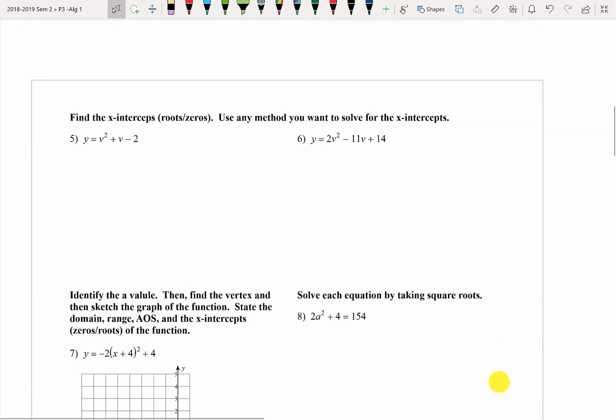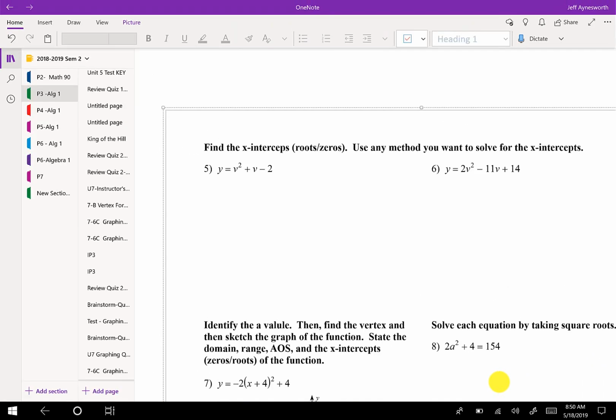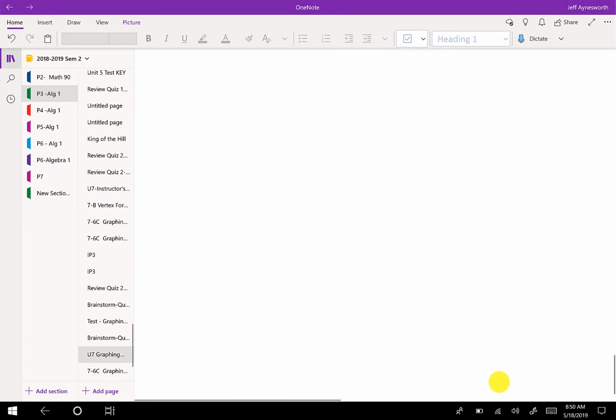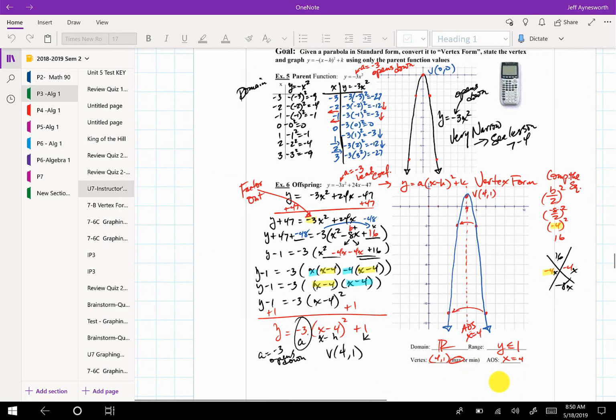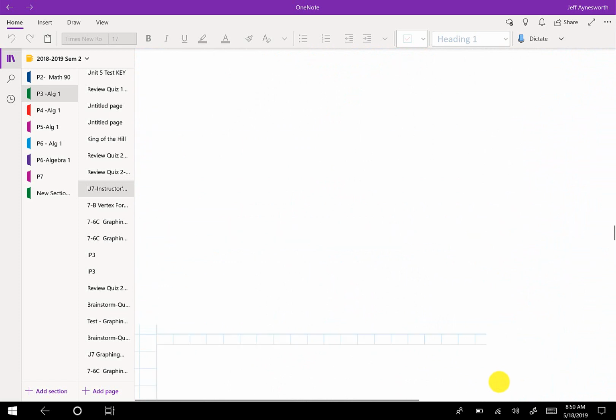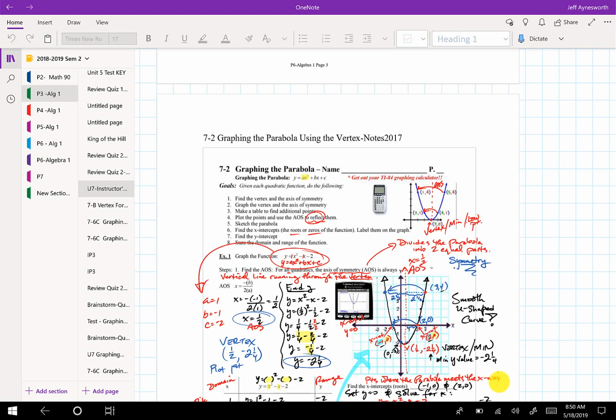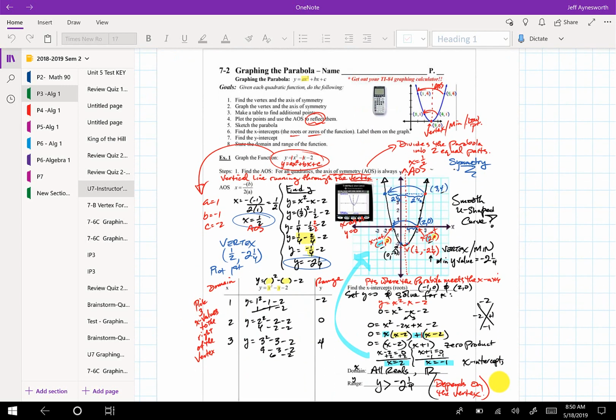Okay, moving on. Okay, how do you find x-intercepts? Well, since we started in the very beginning, let's see here if I have my instructor's notes here for all the sections. Okay, so let's go back to the very beginning, section 7.2. Okay, when I first started teaching and going through the parabolas here, let's see. There we go, come on. Takes a second for this to pop up. There we go.